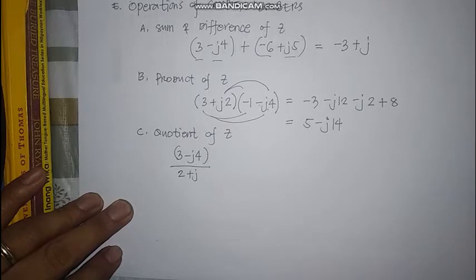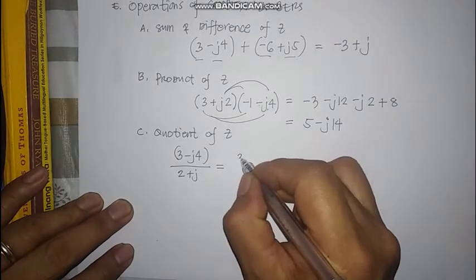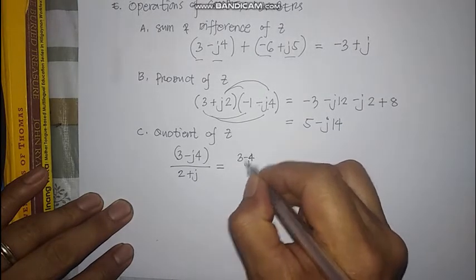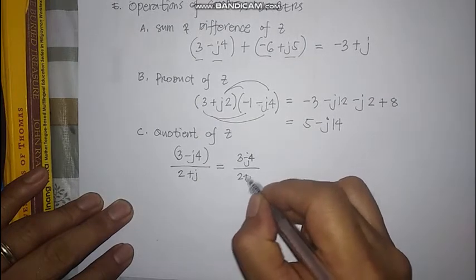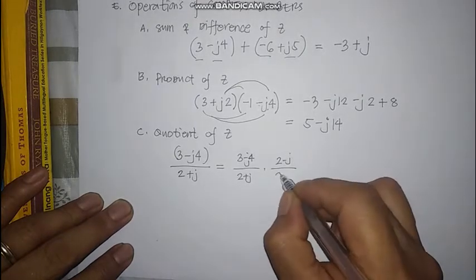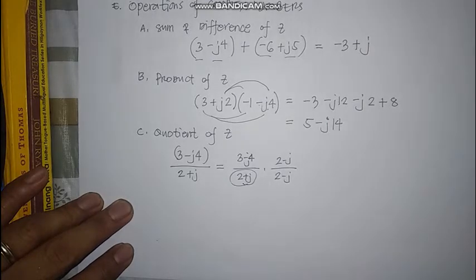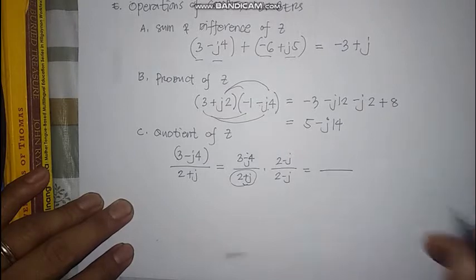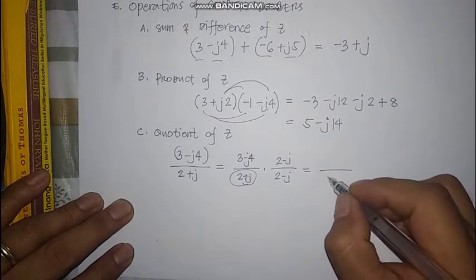First, we are going to copy the fraction, that is 3 minus j4 all over 2 plus j, multiplied by the conjugate of your denominator all over the conjugate of your denominator. Take note, 2 minus j all over 2 minus j is just 1. So 1 multiplied to the fraction will have no effect to the fraction.